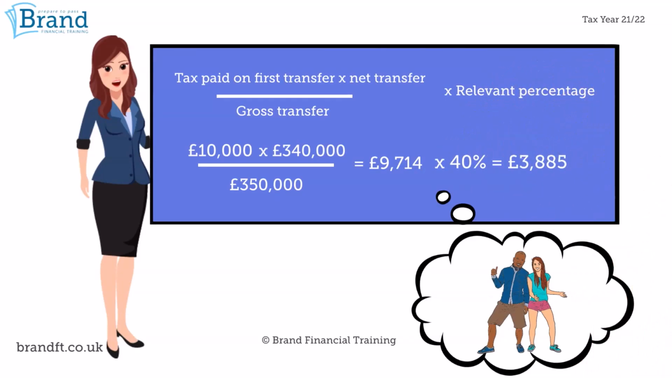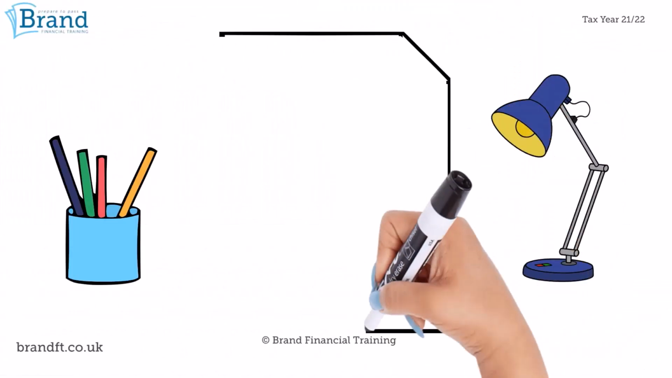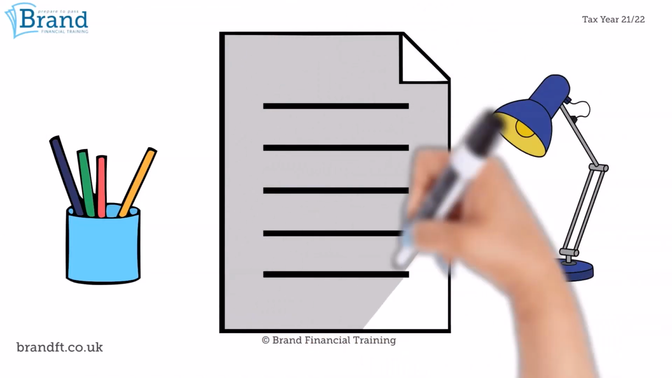As Tom died between 3 and 4 years after receiving the transfer from Trixie's estate, 40% of the £9,714 can be deducted from the tax due on this money upon Tom's death. That gives us a figure of £3,885.